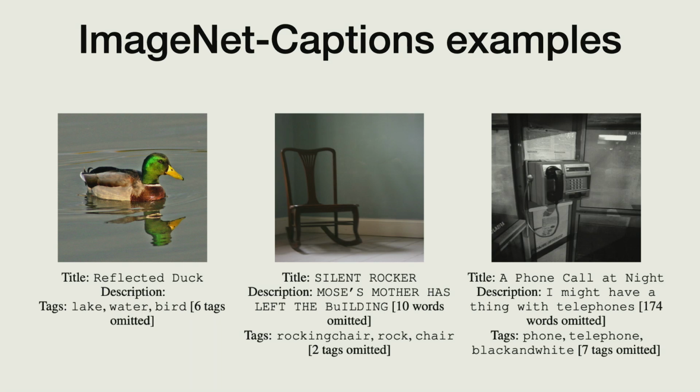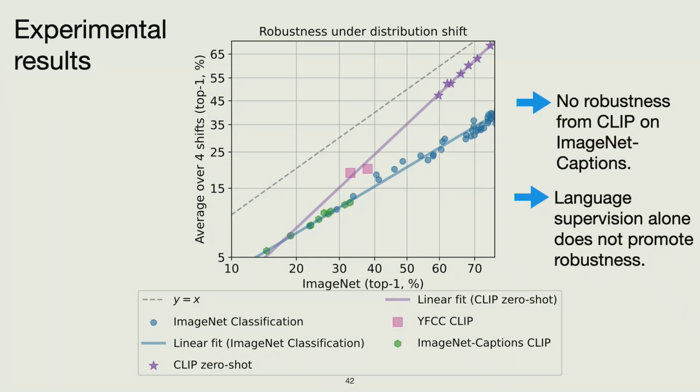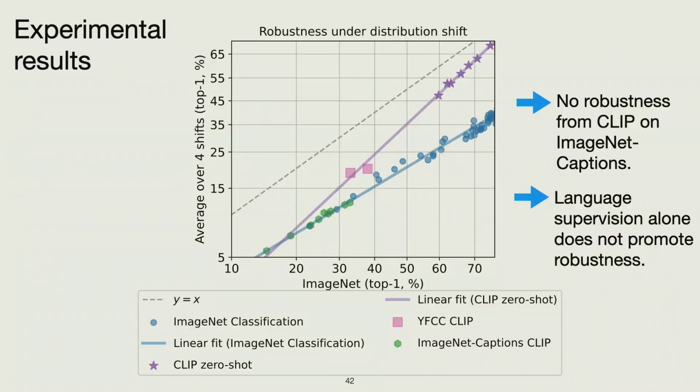Okay, and then we had that in place, and then we could train models. So let's do that. X-axis ImageNet, Y-axis average over various distribution shifts. Blue line is baseline, ImageNet trained models. Purple line is the CLIP zero-shot models, they're more robust. If you do YFCC training with CLIP, then you land at the pink squares. But then if you take CLIP and you train on ImageNet Captions, then you end up exactly on the blue line. So this tells us that adding the text data to ImageNet has no impact on robustness. Robustness is being above the line. If you do ImageNet Captions plus CLIP training, you end up exactly on the blue line.